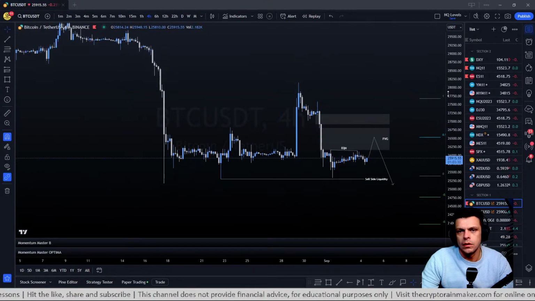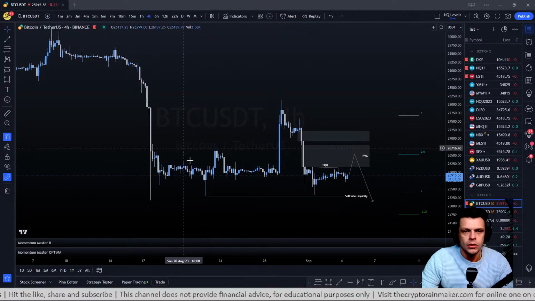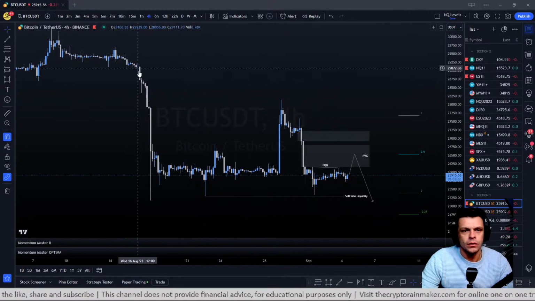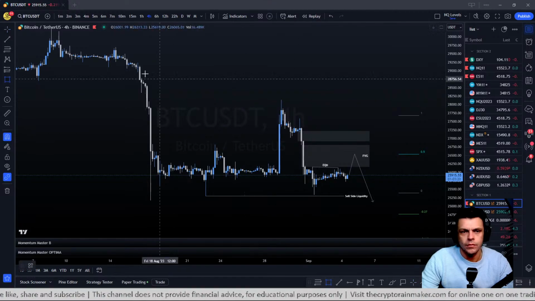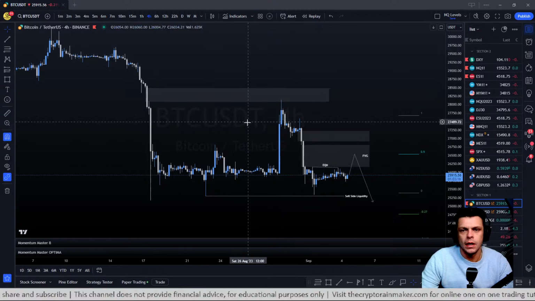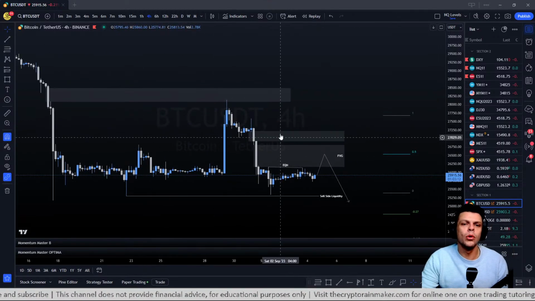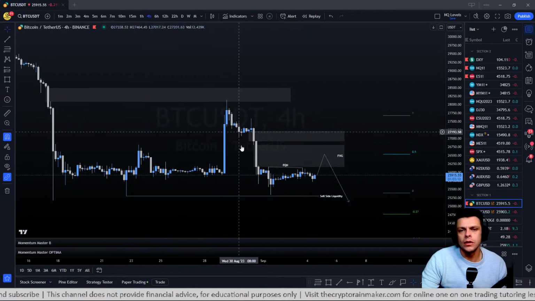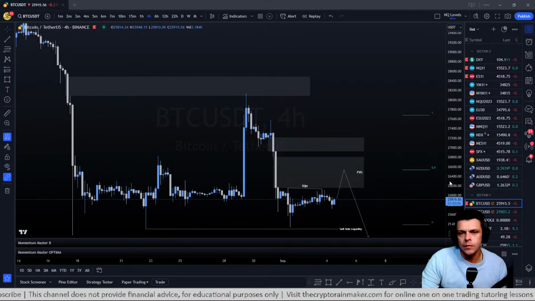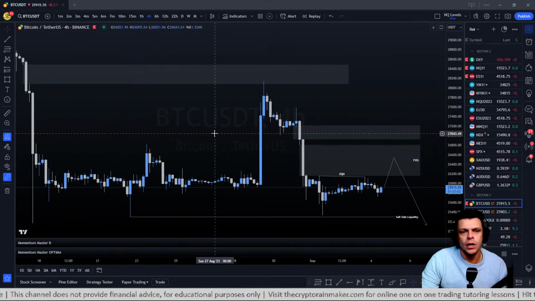Alrighty, so let's have a little review of what happened right here. So we had this consolidation, then that pump right into this imbalance, and then this is more or less the ICT 2022 model. Let me explain. So basically the ICT 2022 model on the 4-hour chart.